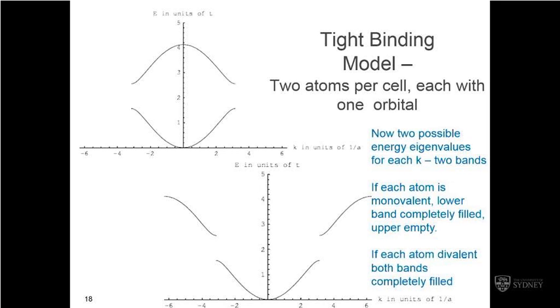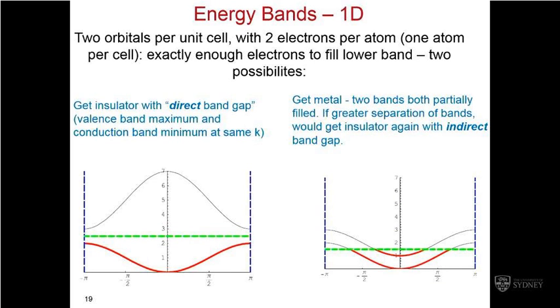If you have a divalent atom, 2 electrons on each atom, then you'll have completely filled bands. And as we saw from the example of beryllium, we had the possibility to have a completely filled band and an insulator or a semiconductor. But remember, it was metallic, and that kind of situation can happen if your bands don't look like that.